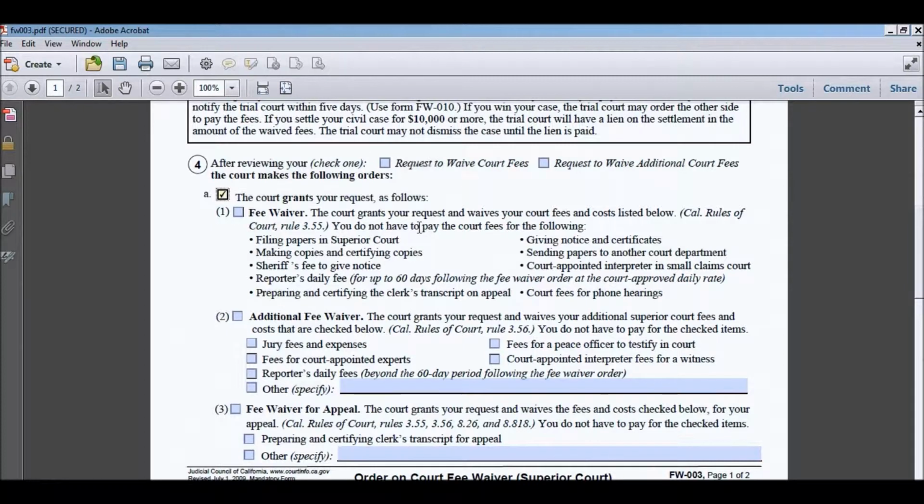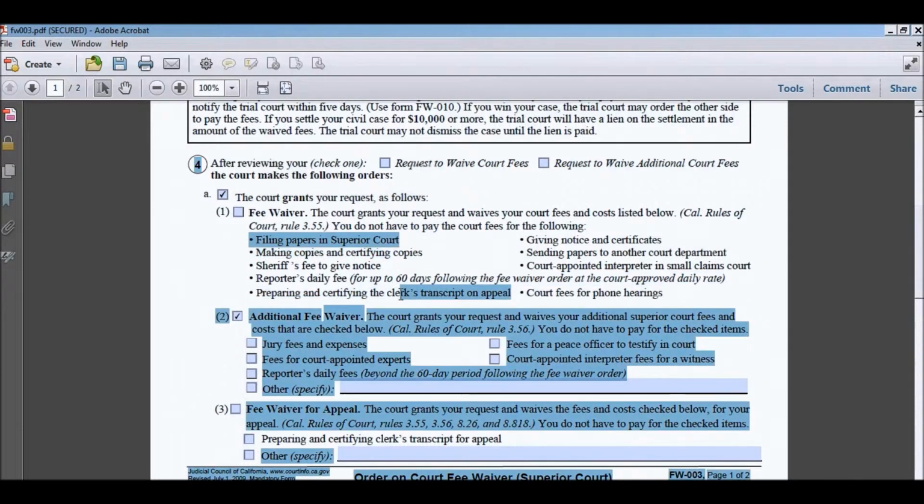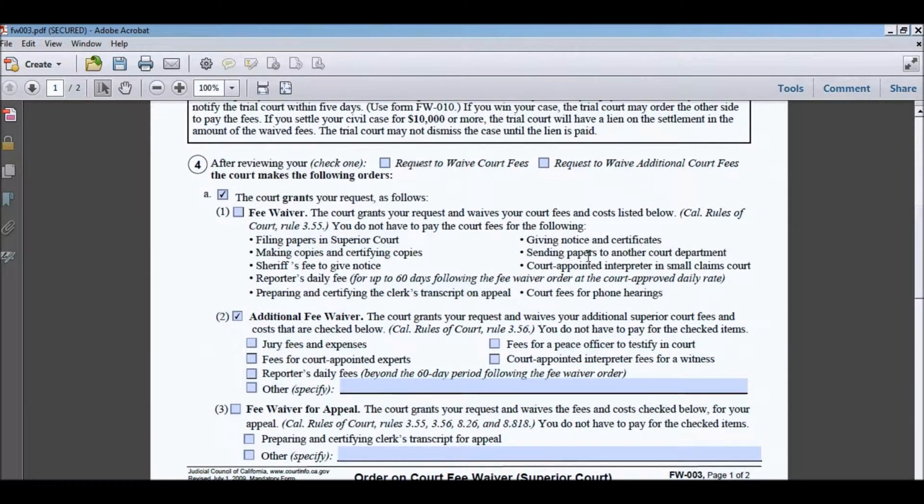So the first possibility is that the court grants your request to waive fees, and maybe it's like that, maybe it's like this, or maybe you have a fee waiver for appeal, and the court has granted that for some reason. And for some of these, for example, for this general fee waiver, then they will waive all these fees that are described in the bullets right here. If you're asking to have additional fees waived, maybe they'll waive the jury fees, but not the court-appointed expert fees and stuff. Or maybe they'll waive everything. It really depends on the situation.